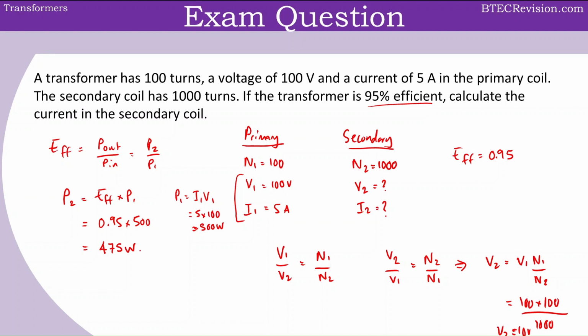Now, if you remember our other equation for power, which is IV, for P2, that would be P2 equals I2 times V2. You can rearrange for I2, which is P2 over V2. We worked out P2, so that is 475. And we have also worked out V2, which is 10. Therefore, dividing this, that will give us our value of 47.5 amps.